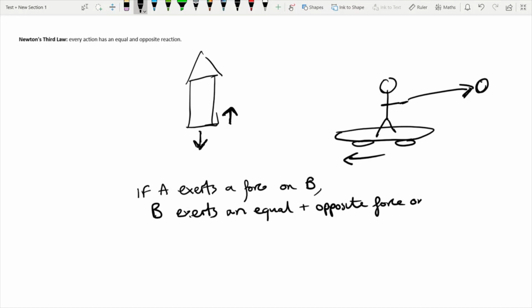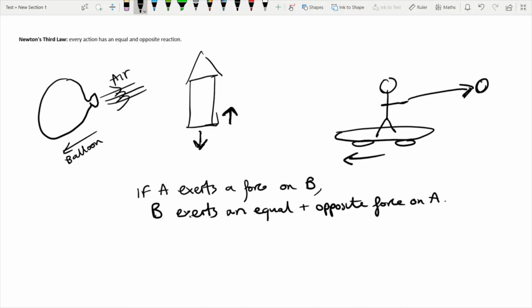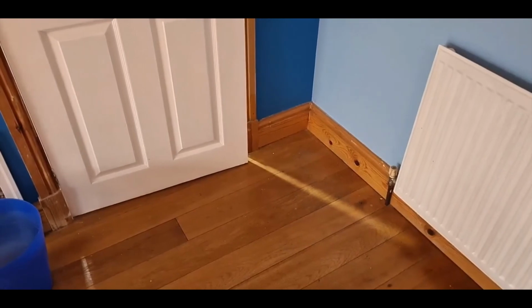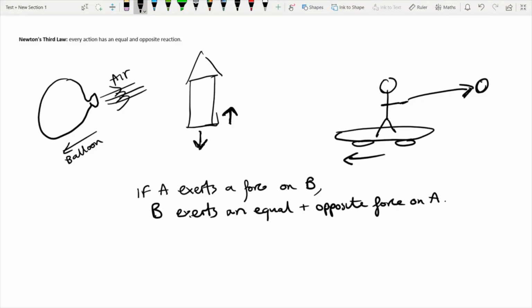force on A. Another example is if you blow up a balloon. This is my diagram of a balloon. Don't tie it, so you blow it up and then you let go of it. The air rushes out in that direction, but the balloon moves in that direction because the air is rushing out in one direction, but there's an equal and opposite force on the balloon in the other direction, which makes the balloon whiz in the other direction. And there you have Newton's 3 laws of motion.